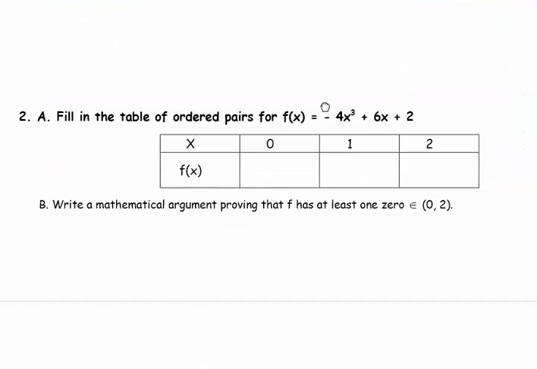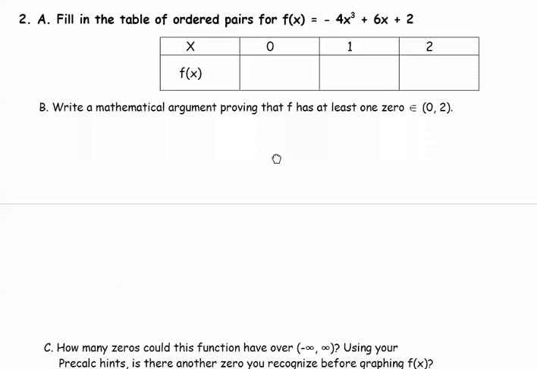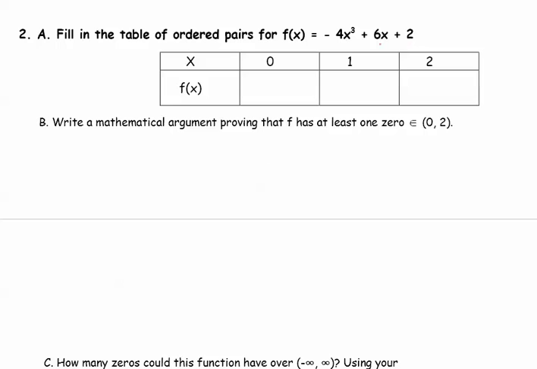All right. Question 2, we have a polynomial function. Polynomial functions are continuous everywhere. The limit exists. So we might be doing an IVT argument here. I see it's going to ask us for a mathematical argument. So first we're going to fill in some y coordinates and see how we can use those. So I'm just going to pause the video and do some calculations.